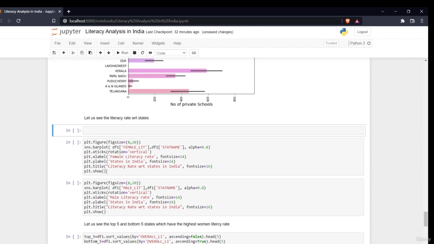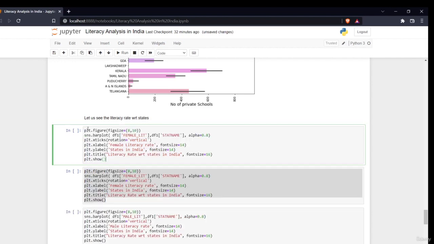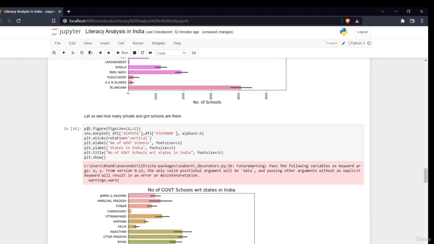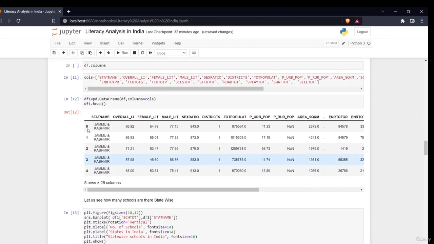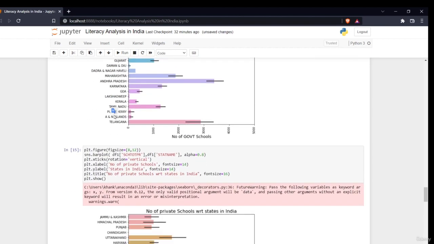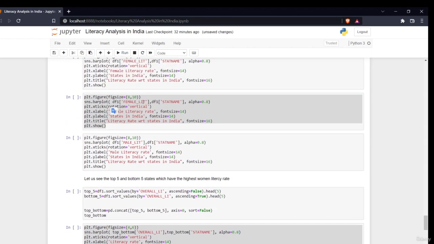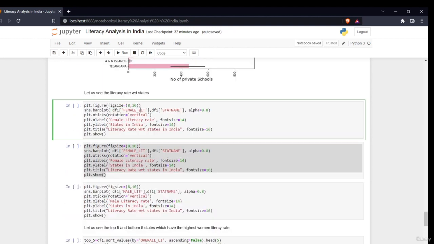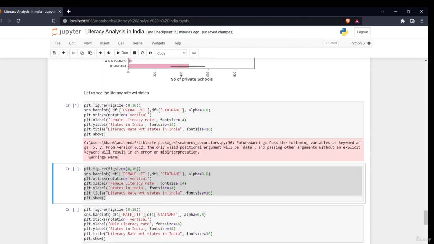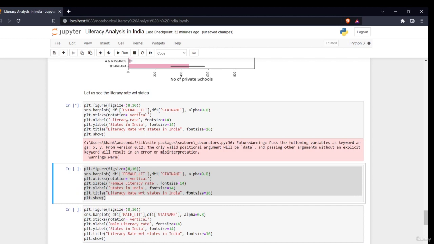I'll just paste the code here because we don't have the code for overall literacy. I'll go here and see what the name is for overall literacy. I have selected a column here, overall LI. I'll copy this, go down and paste it here, and let us see the overall literacy rate.